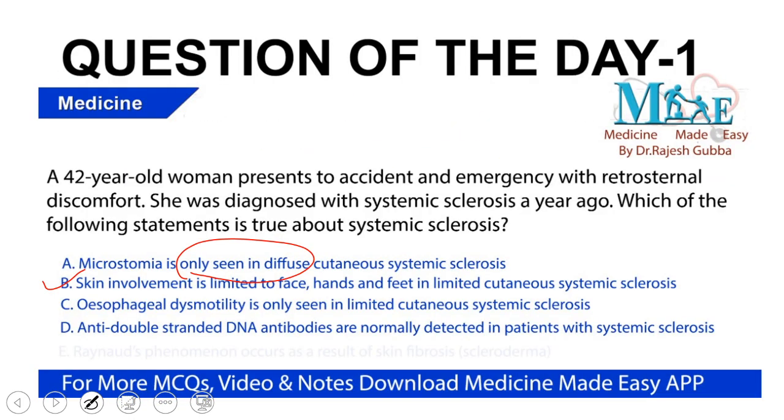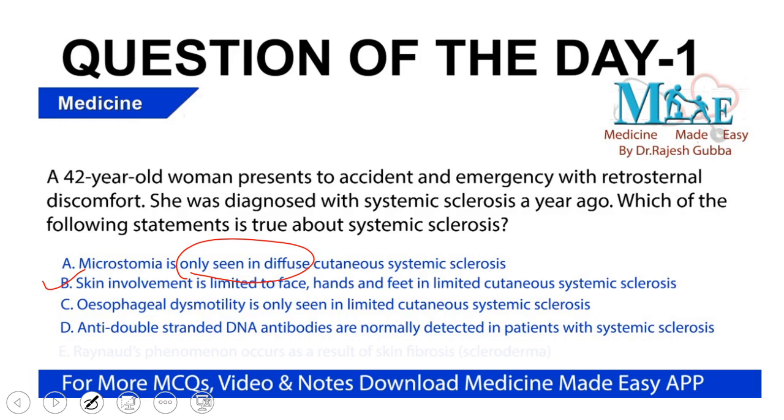So going to the question back again, microstomia is seen in both diffuse as well as limited cutaneous systemic sclerosis. Second option is the correct option. And if you take the third option, esophageal dysmotility is seen in both limited as well as diffuse. And anti-dsDNA, that is the fourth option, is elevated in case of SLE but not in case of systemic sclerosis.